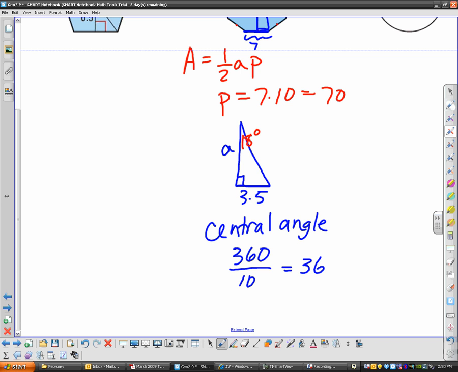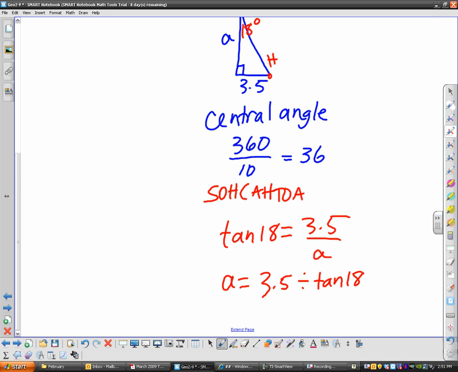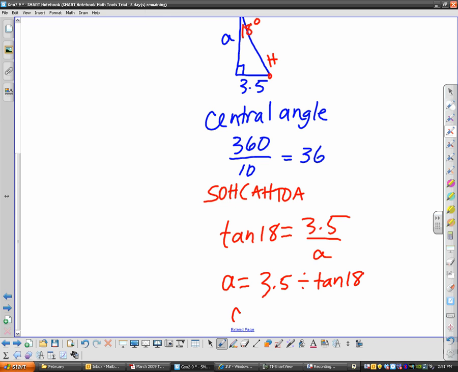We can use SOHCAHTOA to find the apothem. So I've got the hypotenuse, opposite, and adjacent. Opposite and adjacent is tangent. So I have the tangent of 18 is equal to opposite over adjacent. So the apothem is 3.5 divided by the tangent of 18. So I'm going to use my calculator. 3.5 divided by the tangent of 18 is 10.772. So the apothem is 10.772.